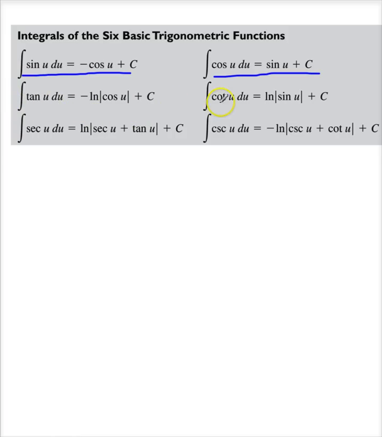c, and the integral of cotangent of u du is a log of the absolute value of sine plus c. And for the integral of secant of u, that's the log of the absolute value of secant plus tangent of u plus c, while the integral of cosecant of u du is minus the log of cosecant plus cotangent.